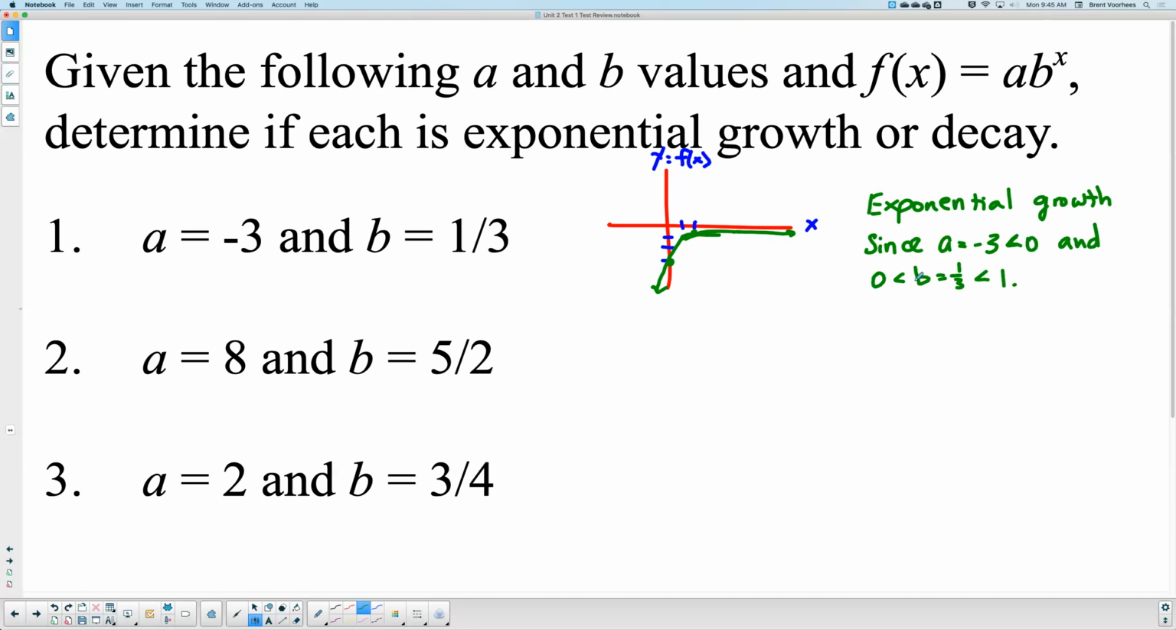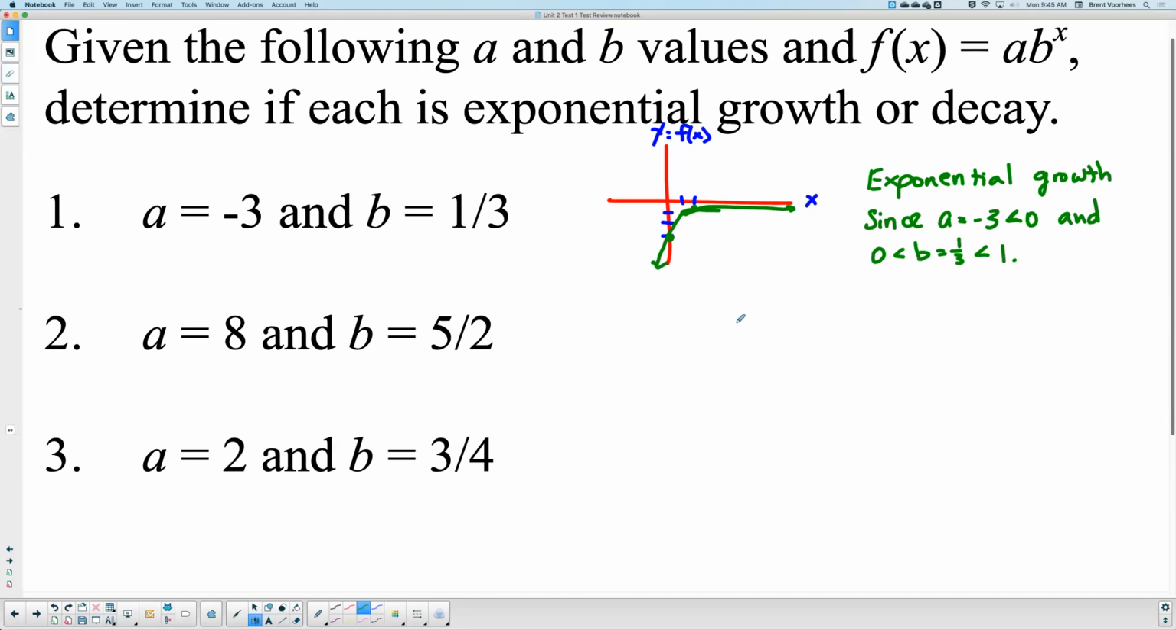Now, I don't want you to feel like you have to memorize that chart that we had, because we showed all 4 options: a being greater than 0, a being less than 0, b being between 0 and 1, b being greater than 1. I showed you all 4 scenarios, but if you just graph it like that, you can figure it out real quick. Okay, what about the next one? Let's look at number 2 here.